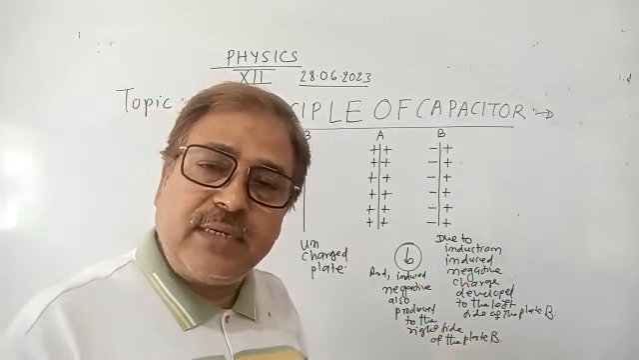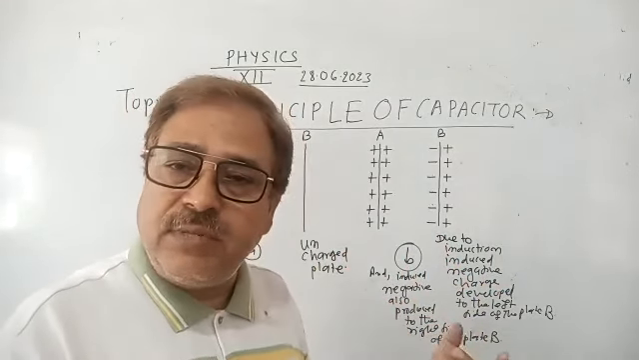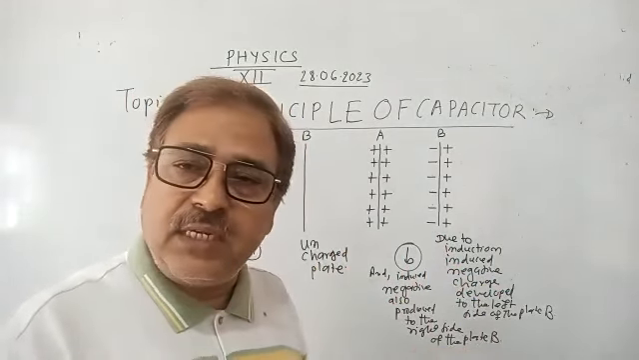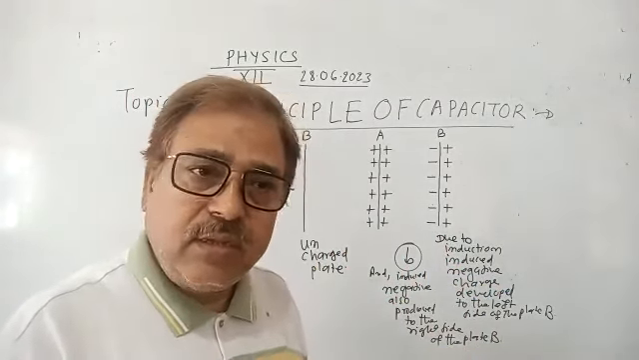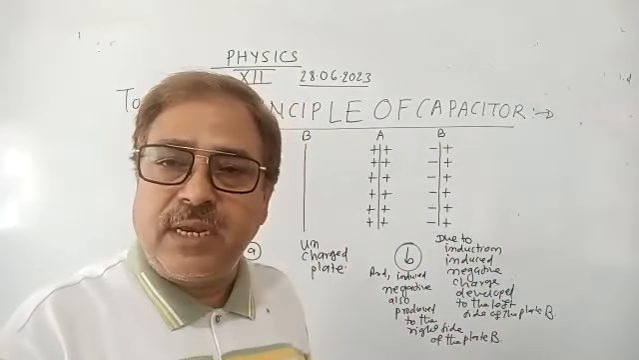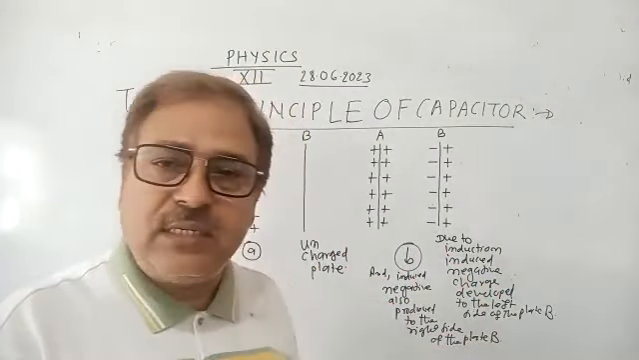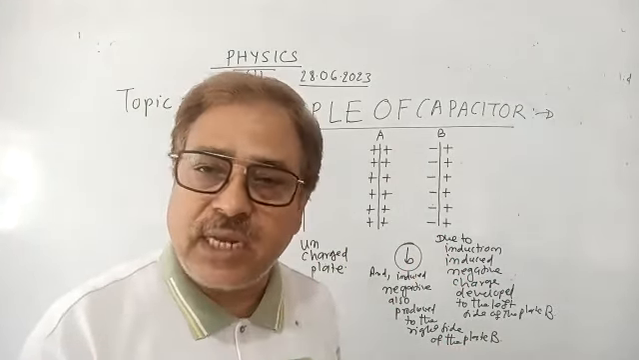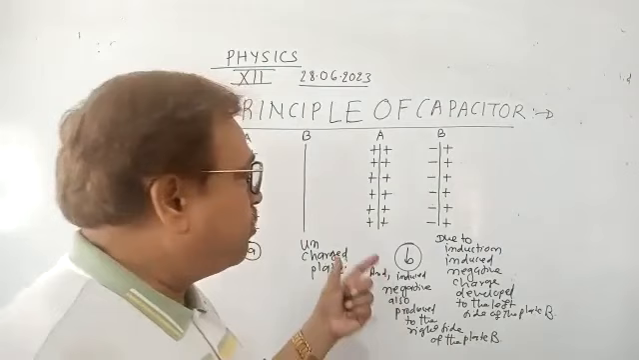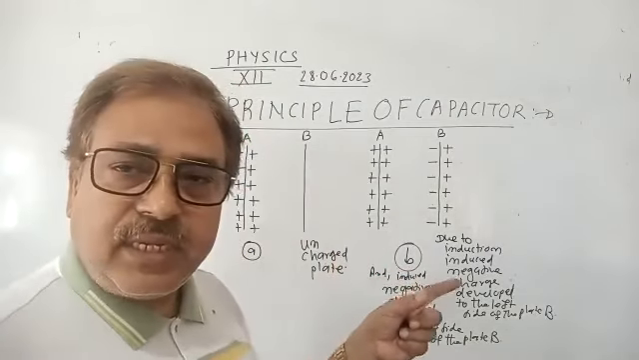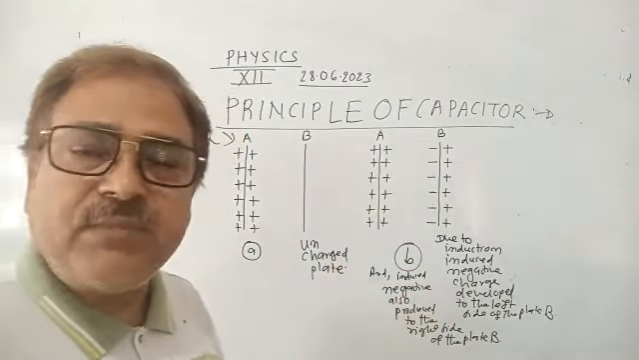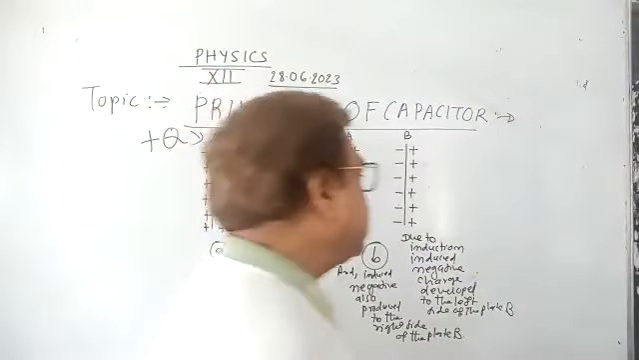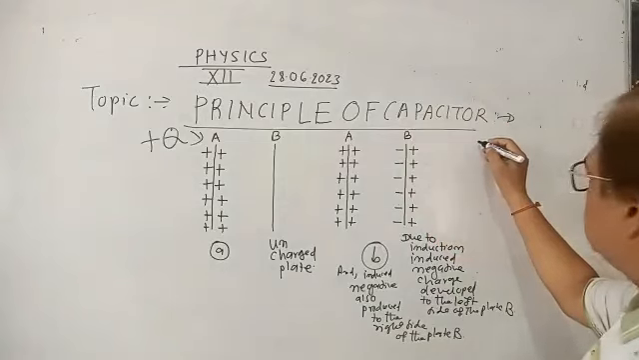So it is seen that the induction of the negative charge reduces the potential and induction of the positive charge increases the potential. So what happens to the capacitor when the two kinds of induction take place in the same plate? How will the capacitor store the charge? So we once again do the third activity here to decide the exact principle of the capacitor. Now let us see.